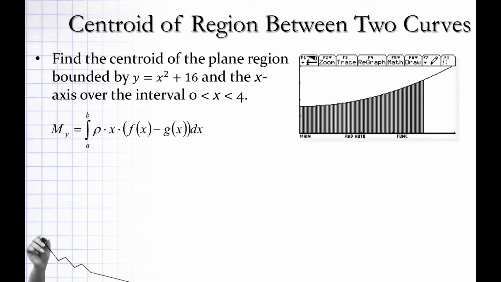Just leave out the rho and find me those three values, please. Use your calculator, let's save some time.